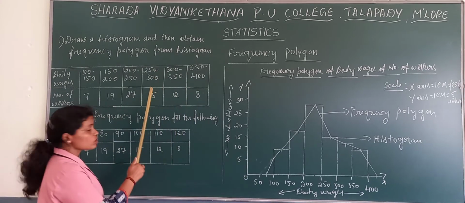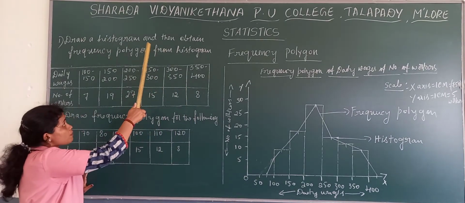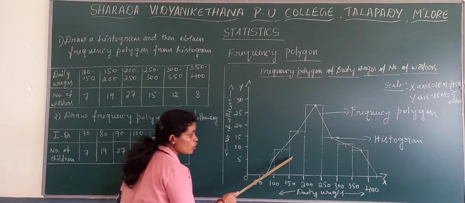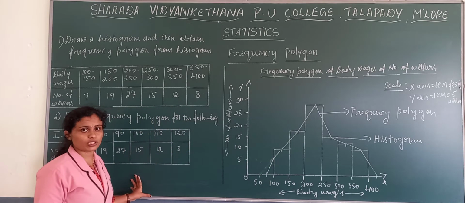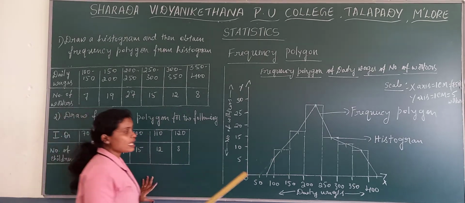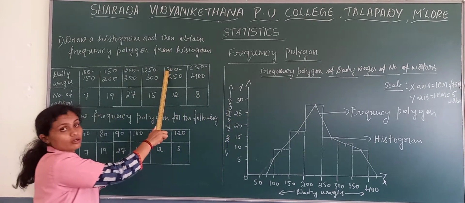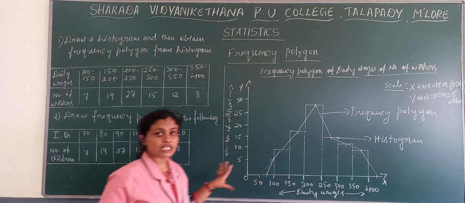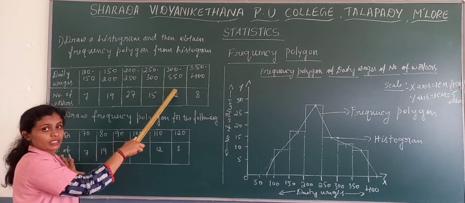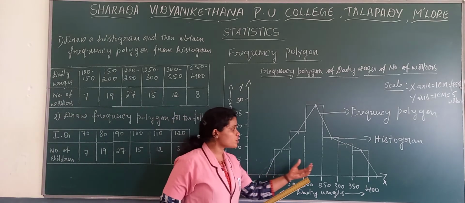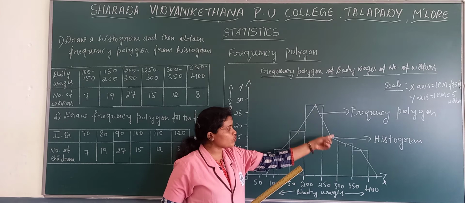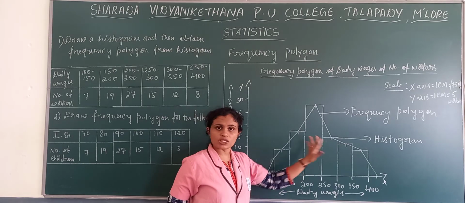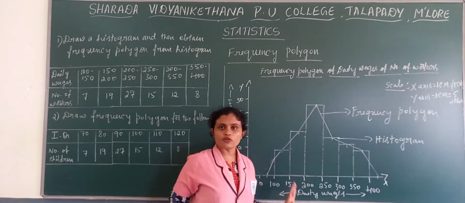Remember, when you get a continuous frequency distribution, if they say draw the histogram and then the frequency polygon, you have to draw the histogram first. But in some cases they ask only to draw the frequency polygon, without mentioning the histogram. In such a case, it's your option. You can draw the histogram and then represent it, or it is not necessary to draw the histogram at all.